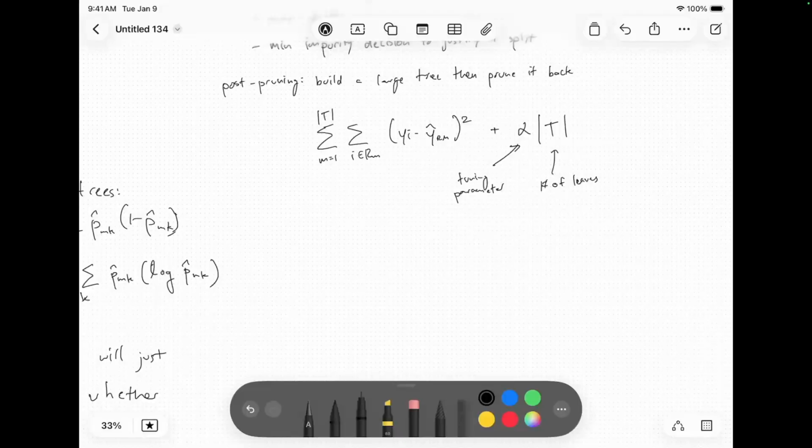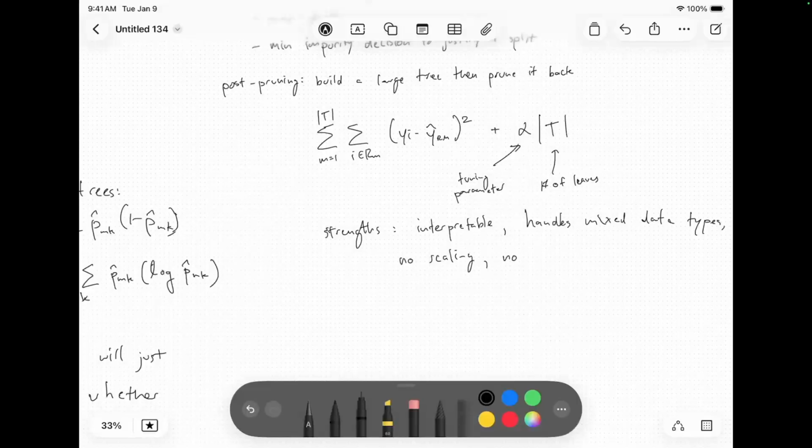Okay, so it's a nice model because it is interpretable, and we'll see what that means in a second. Handles mixed data very well. You don't need to do any scaling. There's no distributional assumptions, which is quite handy.